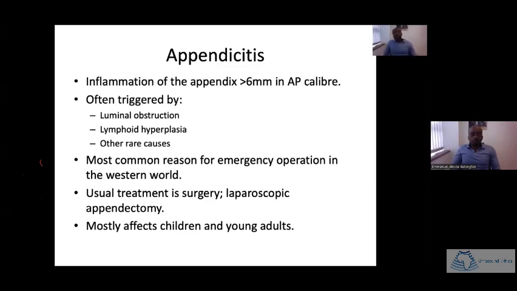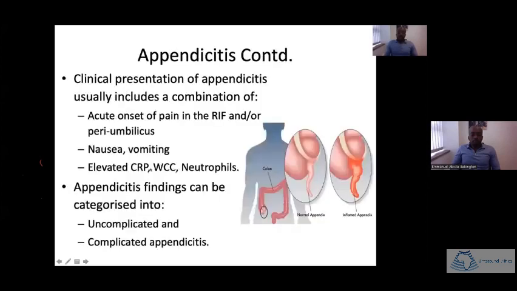Appendicitis mostly affects children and young adults. The clinical presentation usually includes a combination of an acute onset of pain in the right iliac fossa, but sometimes it starts around the umbilicus and migrates towards the right iliac fossa. You also tend to have nausea, vomiting. Then when blood examination is carried out, you tend to have elevated CRP, elevated WCC, neutrophils, and things like that. So a combination of one or two of those, especially with the right iliac fossa pain, would most likely put the clinician's mind towards the possibility of appendicitis.